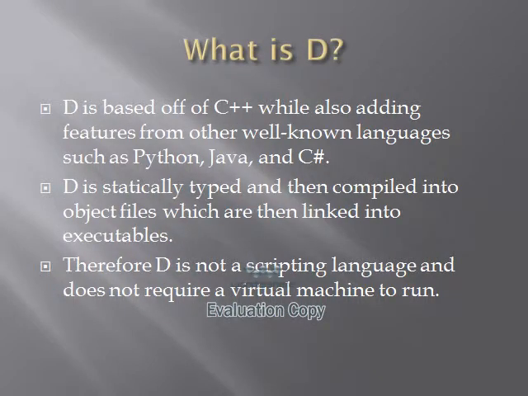D is based off of C++, and that's kind of the whole point of it. It adds quite a few features from Python, Java, and C# and some other languages, but the main point is that it is a C++ derivation. It's statically typed and then compiled into object files and linked into executables just like C++, so you'll experience it just the same way if you know C++. It's not a scripting language. It doesn't require a virtual machine. You just compile it into the executable or link it into the executable and then run it as long as it's compiled on the proper hardware.